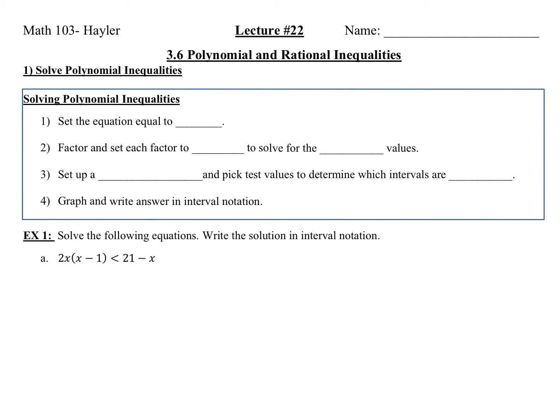For solving polynomial inequalities, we're going to set the equation equal to 0. Then we're going to factor and set each factor to 0 to solve for what are called the critical values. Then we're going to set up a test box, or a test interval box, and pick test values to determine which intervals are true, or part of the solution. Then we're going to graph and write our answer in interval notation.